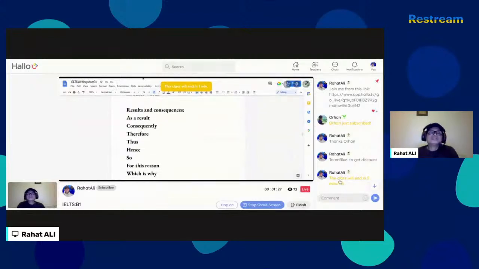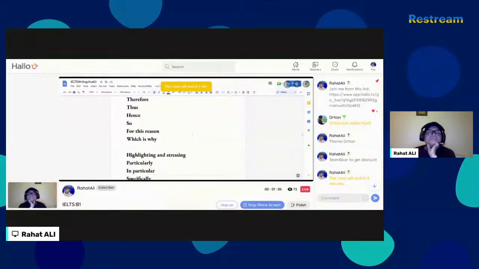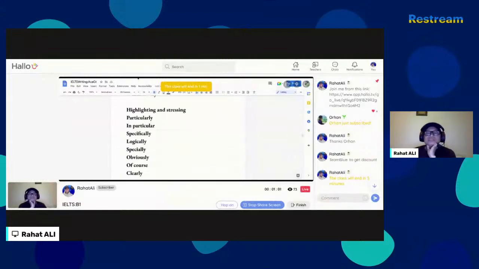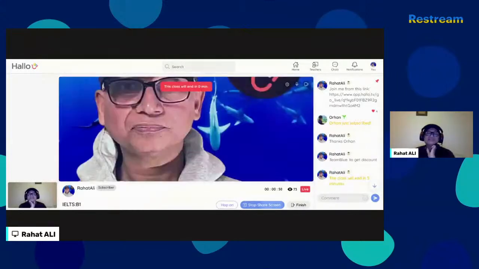for results and consequences, as a result, consequently, therefore, thus, hence, so, for this reason, which is why, highlighting and stressing. I think we must stop sharing here now because I've got less than a minute.